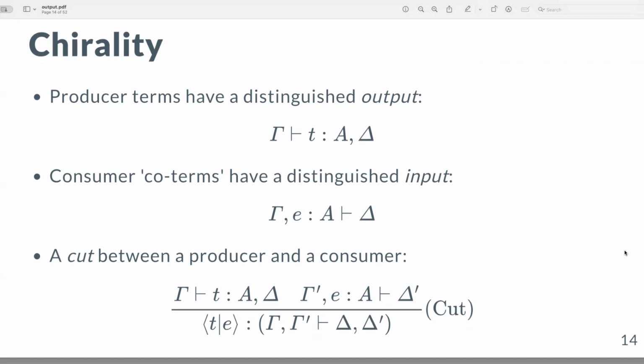And the important thing is the cut. The cut connects a consumer and a producer. So they have to match on a type, C of type A and expression of type A. And we smash it together. And if you know about optics, you might notice that this looks like a mixed optic, which is interesting, but we won't talk about this.